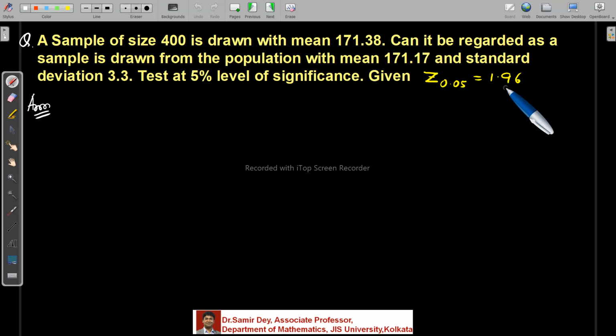Now first I try to understand. So here one sample information is given compared to the population. Okay, so single mean. So now first you try to understand how to start the calculation. It's very easy. First you have to write down the given information.